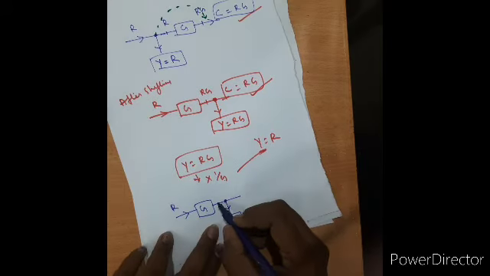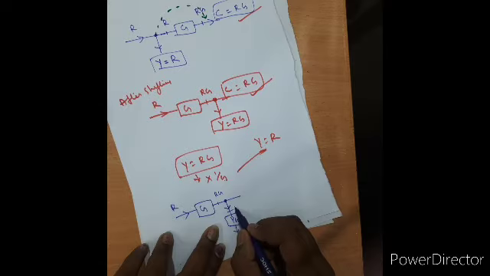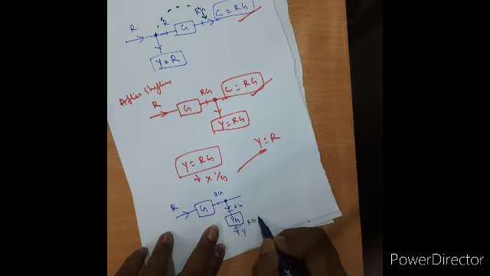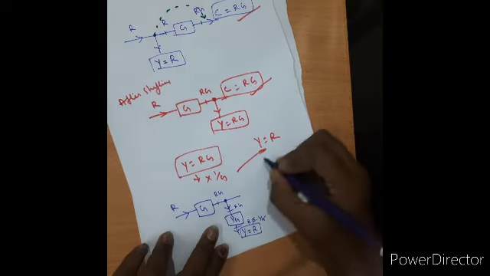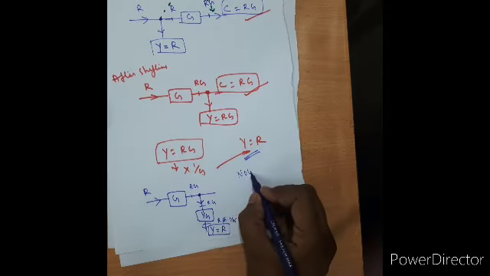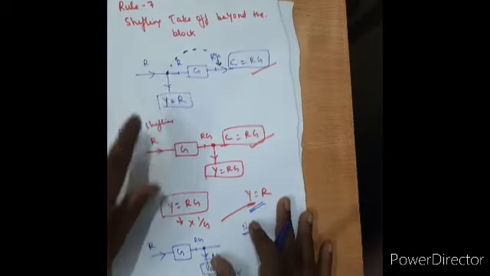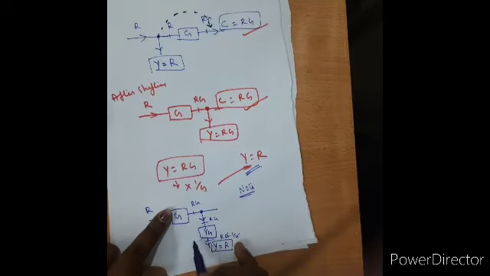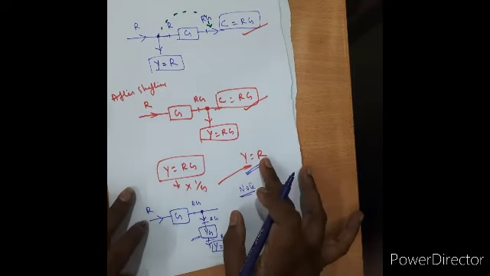See, now at this point what do I have? R into G is there. Okay, when it comes here, it is R into G. When it comes to this point, what will happen? R into G into 1 by G. So G will get cancelled. At output, I will get Y is equal to R. Now, did I get this? So it should be multiplied. What should I write here? When a takeoff point is shifted beyond the block, this block should be multiplied by a gain of 1 by G in order to retain the output.